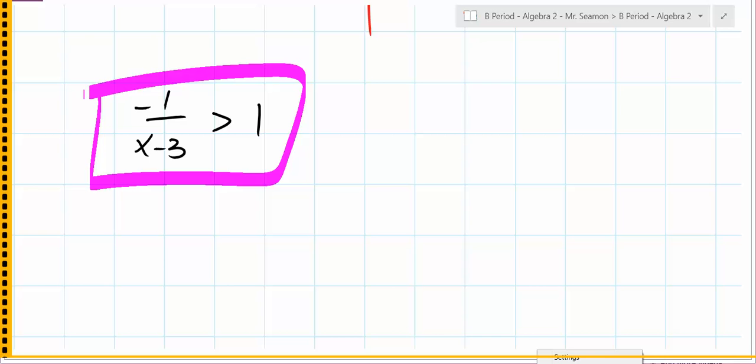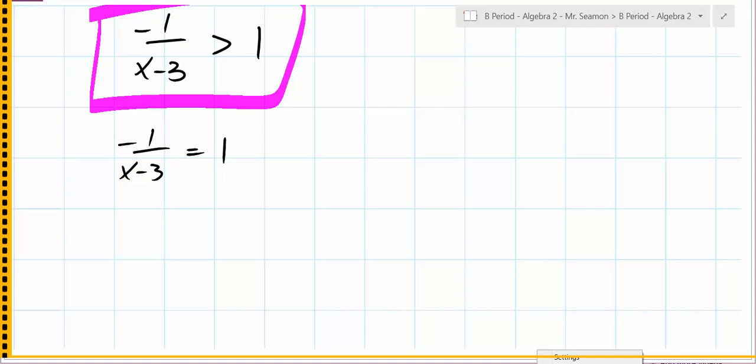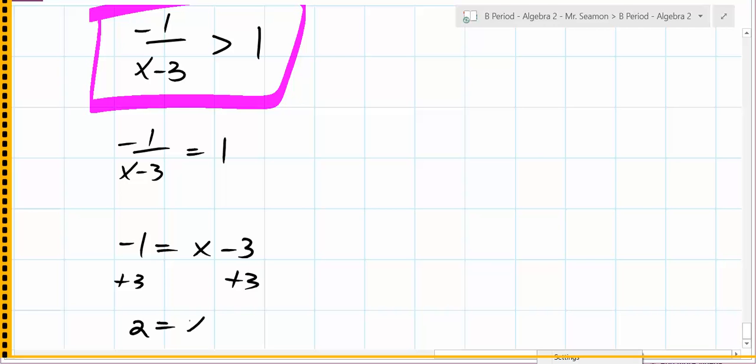An equal sign, right? So let's say if we wanted to answer this question, the first thing, don't write anything down, everybody just watch: equals 1. Hey, we can solve that, can't we? What should I multiply both sides by, Rourke? X minus 3. So you get negative 1 is equal to x minus 3. Add 3 to both sides, and what do you get? 2 is equal to x.